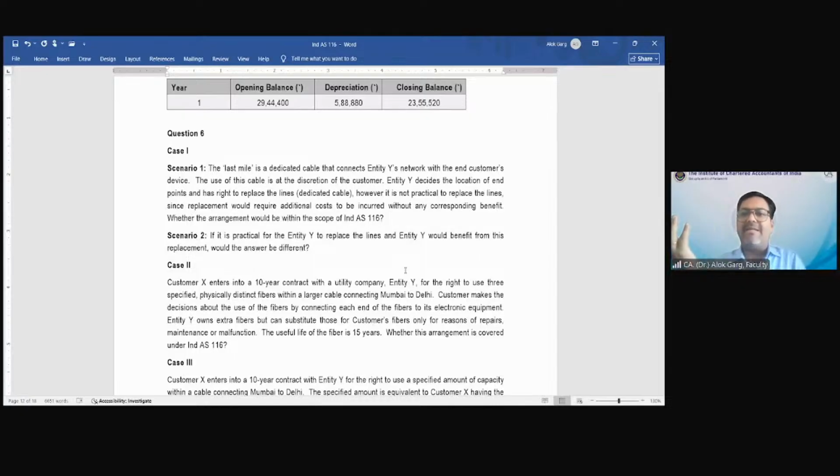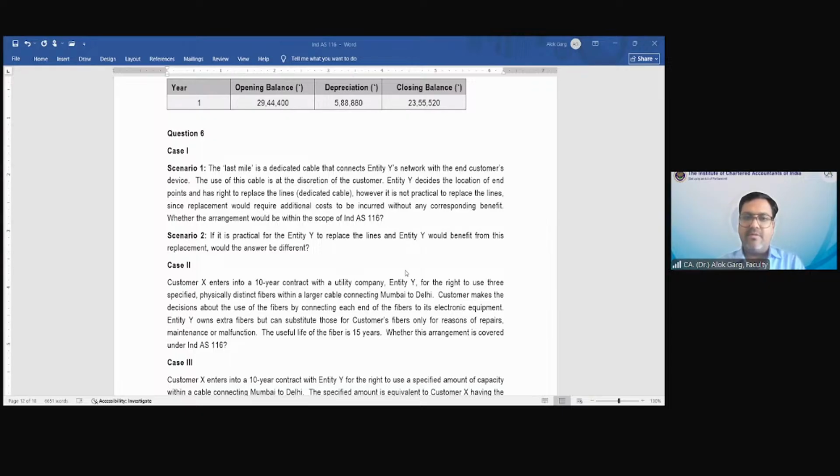However, it is not practical to replace the lines since replacement would require additional cost to be incurred without any benefit to Y. Whether this arrangement would be within the scope of Ind AS 116, this is the question which is asked in this question, right? So number 1, have you understood this question? Yes or no? Have you understood or you haven't understood?